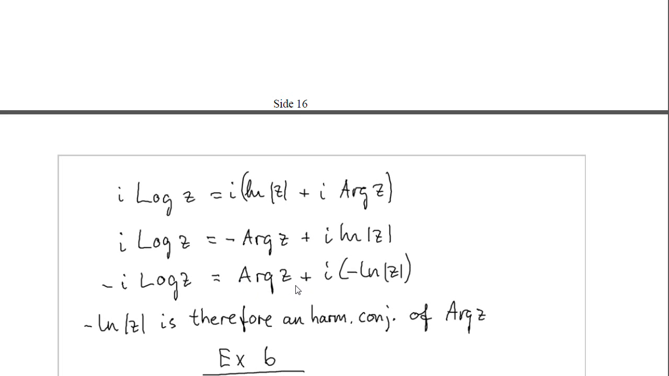So what we are seeing here is that we have some analytic function multiplied with the constant -i, which gives a new analytic function, and therefore this function must have real part here, and the harmonic conjugate of this real part must be this. So this shows that the harmonic conjugate of the principal argument of z is minus the logarithm of the absolute value of z.